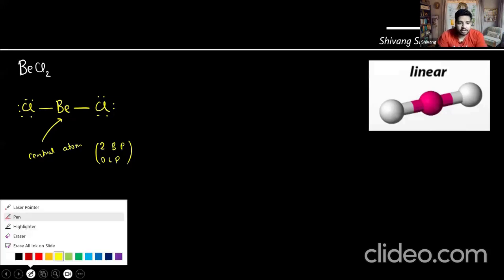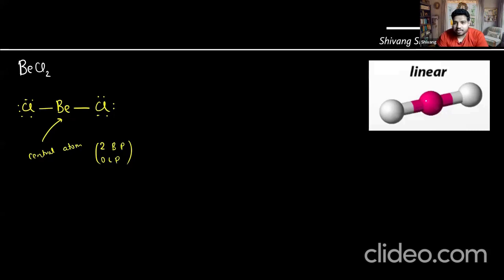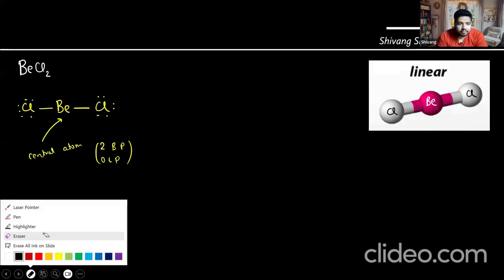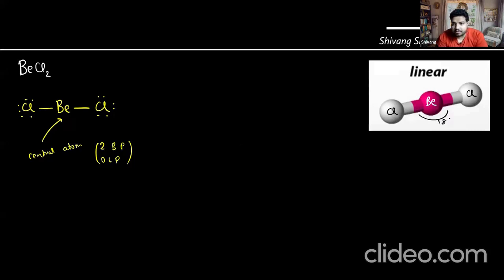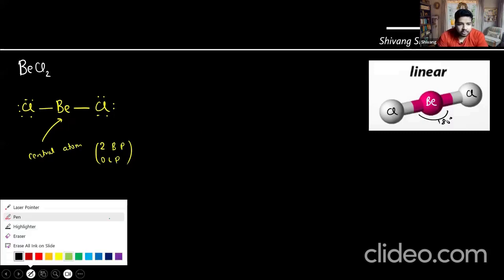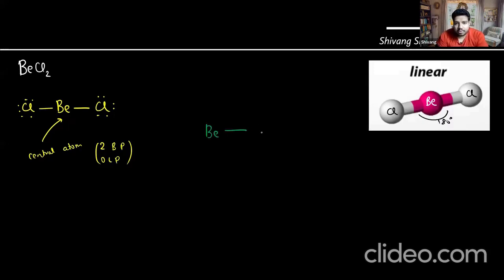That's 180 degrees, right? So if we keep them like this, see, I'm drawing it here, beryllium in the center, then chlorine on either side: chlorine, beryllium, and chlorine. The angle between them is 180 degrees, right? Like we can draw it here as well. Beryllium in the center and chlorine at 180 degrees. Why are we keeping it at 180 degrees? To have maximum separation between the two bond pairs, or the two electron pairs.